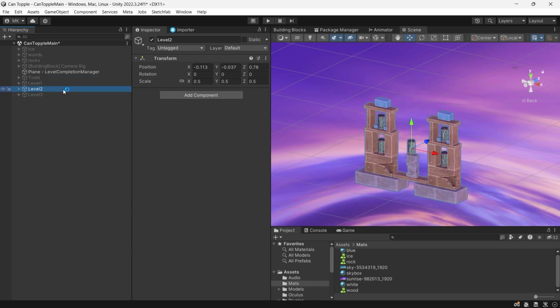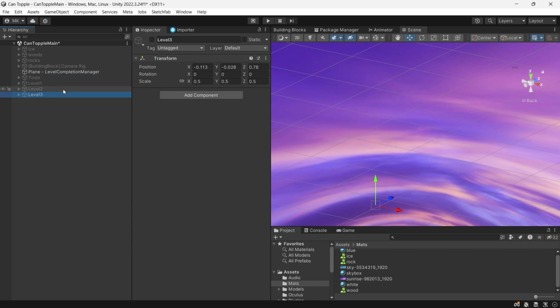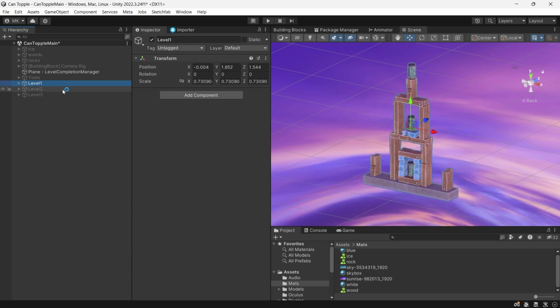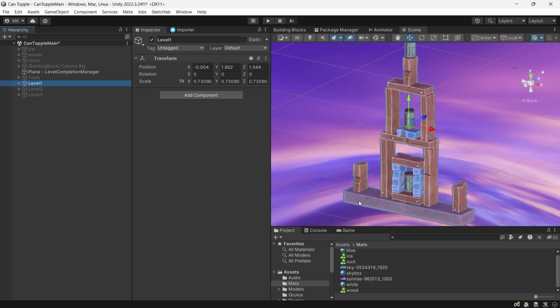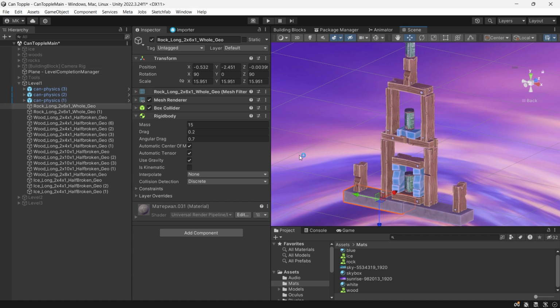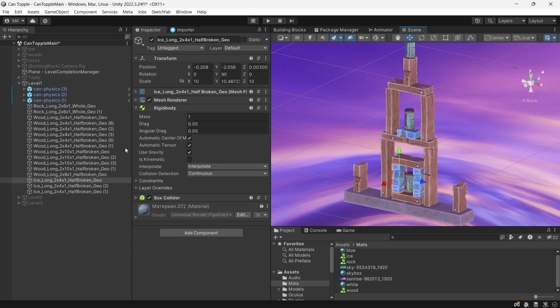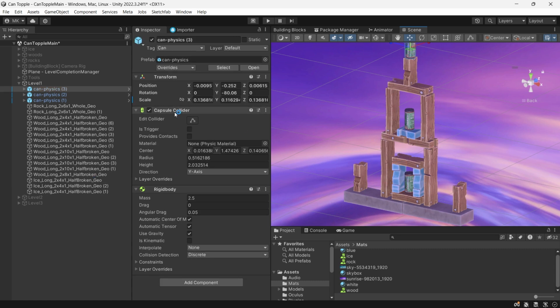Let me quickly showcase them to you. Level 2 it is, and this is level 3. Now each level has three components, which is the rock like this, a wood component like this, and an ice component like this. Cans are also there, but these are just simple rigid bodies and capsule colliders without any kind of physics material. So now let's start exploring each of the physics materials of the three components one by one.